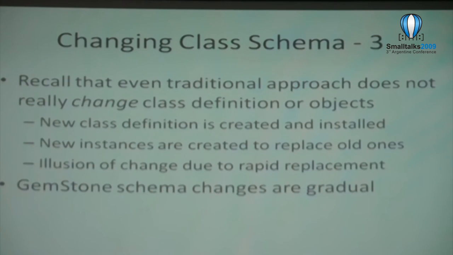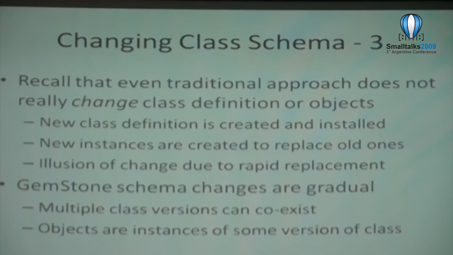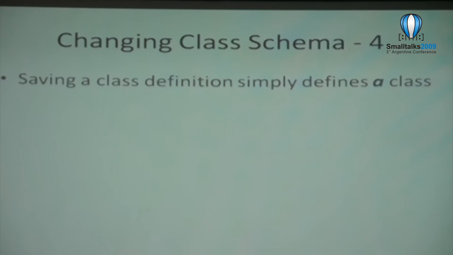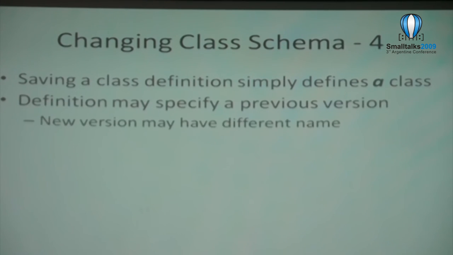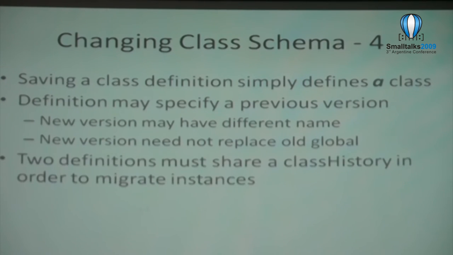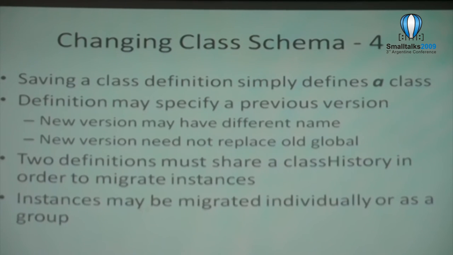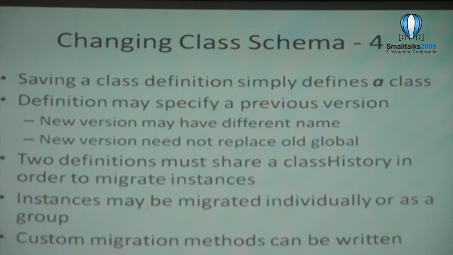You can create a new class, and it can coexist with other classes, with other definitions for a class. Objects are instances of some version of the class, but maybe not the current, the most recent version. Saving a class simply defines a class, and the definition can specify a previous version. You can even have a new name for a class, but be a version of an old class. Two definitions share a class history, and then there's protocol for migrating objects individually, or migrating them as a group. And you can create your own methods that help in the migration.